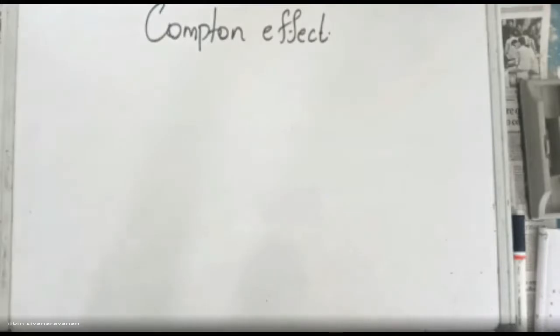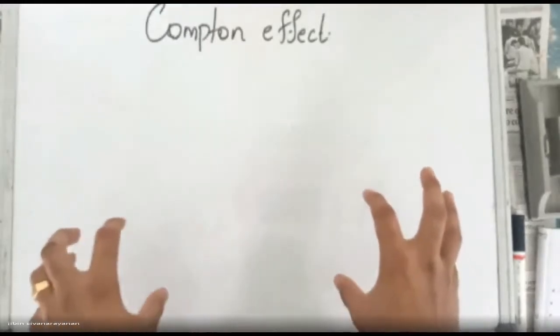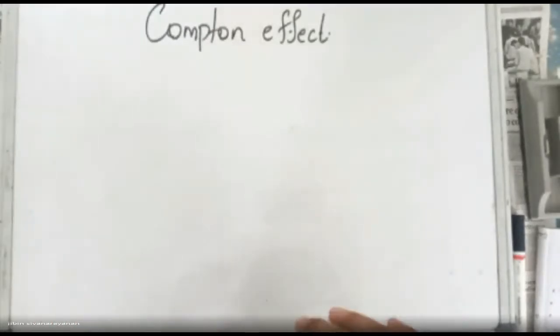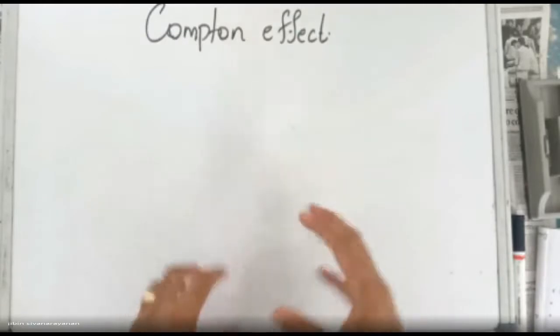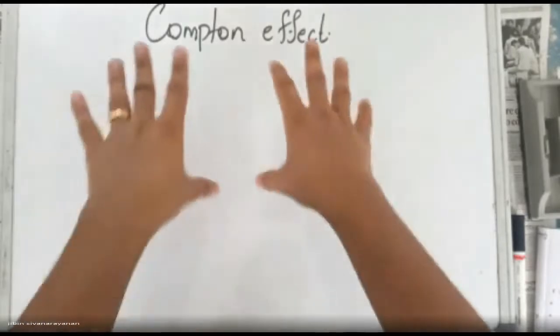So what is the Compton effect? If you allow light to fall onto a metal surface, some energy can be gained or lost by the light. The metal surface can add energy to the light, which is one possibility, or it can absorb energy from the light. These are the two possibilities, isn't it? These two possibilities are included in the Compton effect.